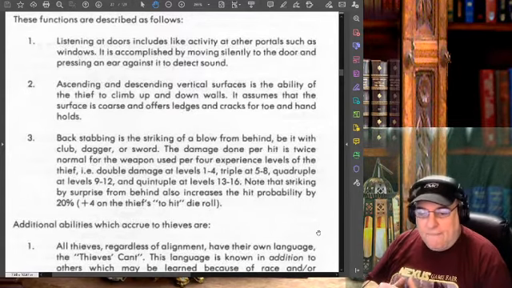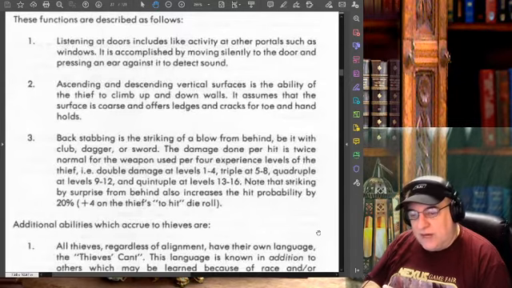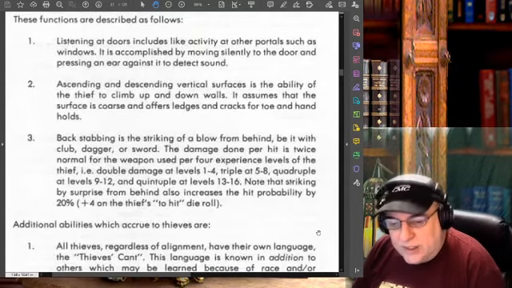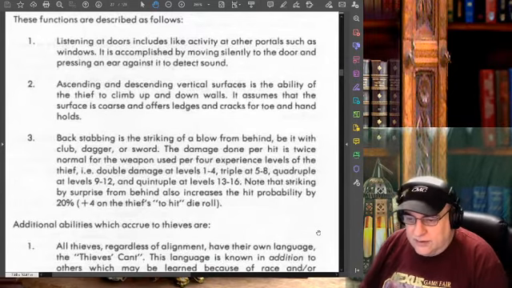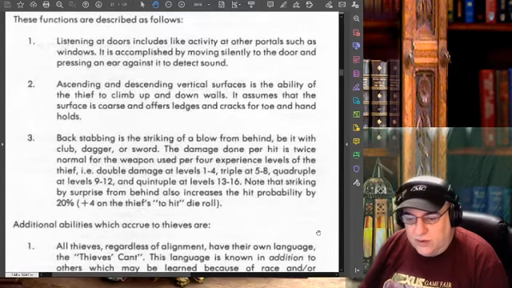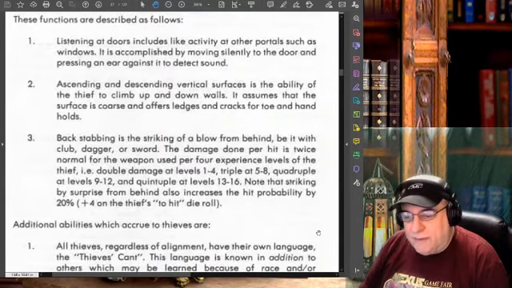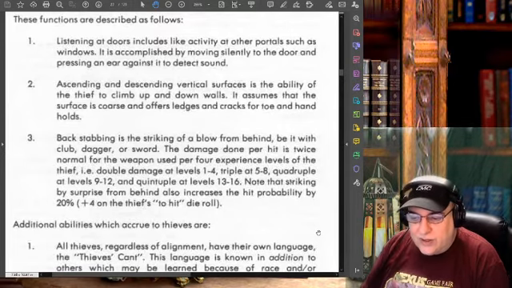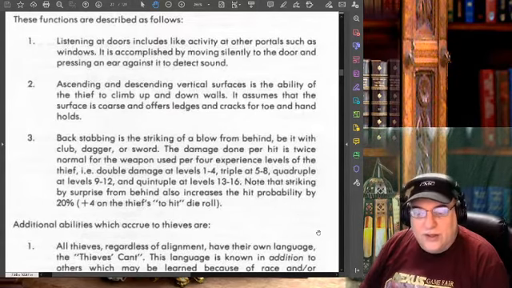Number 3, backstabbing is the striking of a blow from behind, be it with club, dagger, or sword. The damage done per hit is twice normal for the weapon used per 4 experience levels of the thief, i.e., double damage at levels 1 to 4, triple 5 to 8, quadruple 9 to 12, quintuple 13 to 16, so on and so forth. Note that striking by surprise from behind also increases the hit probability by 20%, plus 4 on the thief's to hit die roll.